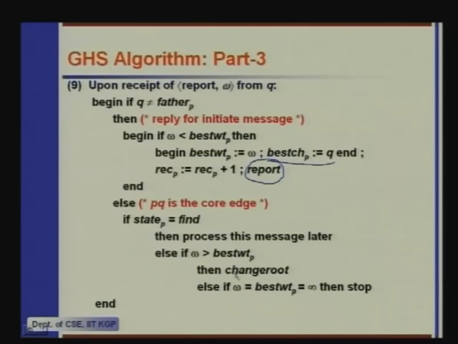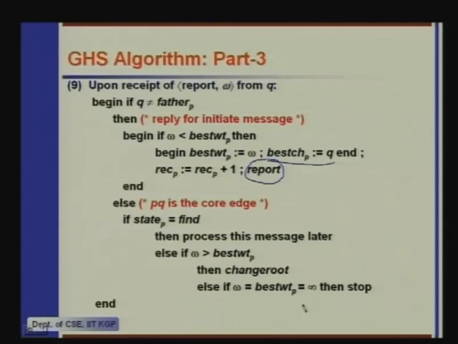So, if w is greater than best weight p, then this change route is initiated. Change route is going to do that reorientation, and the last case is if w is equal to best weight p equal to infinity, then we have reached the termination of the algorithm.